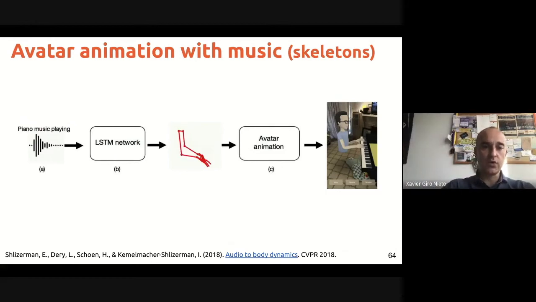And how do you do that? We feed some audio features into an LSTM, a recurrent neural network, and this recurrent neural network will generate a sequence of joints, of body parts. So that's the part that the network learns. Once we have that, with the predicted joints, we can animate an avatar and finally generate the video sequence. Yeah, let's look at the results of this work.